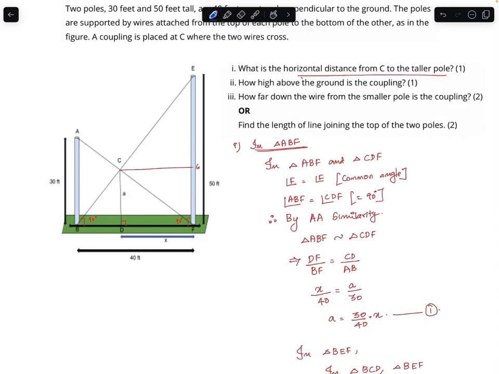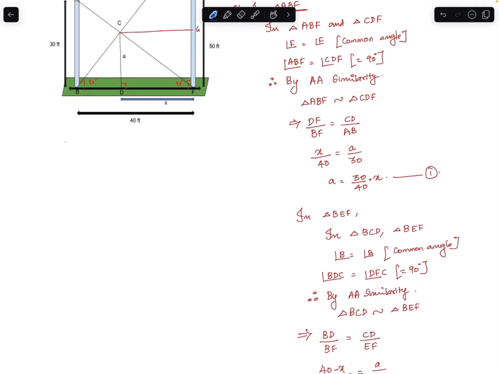Question 2. How high above the ground is the coupling? This coupling C is at a height of A units from the ground. So that is, we have to calculate the value for A. Now that we know the relationship between A and X, that is A is 30 upon 40 times X. This is 30 upon 40 times X is 25, which gives us 18.75 feet.